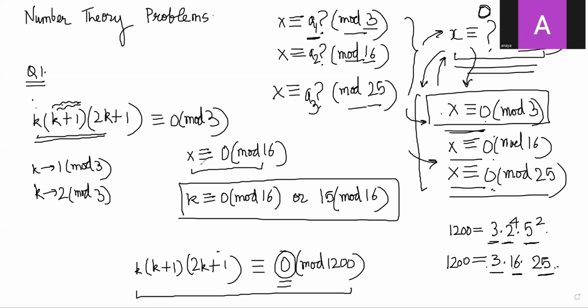If x is congruent to 0 mod 16, from there k can only be 0 or 15. Because if k is 0 mod 16, then automatically the whole thing is 0 mod 16. And if k is 15 mod 16, it also works. If you take any other, like 13 or 14 or 12, it doesn't work, because you can just confirm that by checking the product.